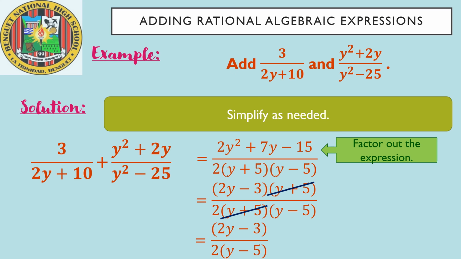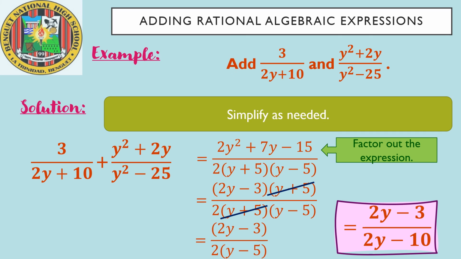Multiplying the denominator gives us the final answer, which is (2y minus 3) over (2y minus 10). Don't be tempted to cancel out 2y because we only cancel factors, not terms.